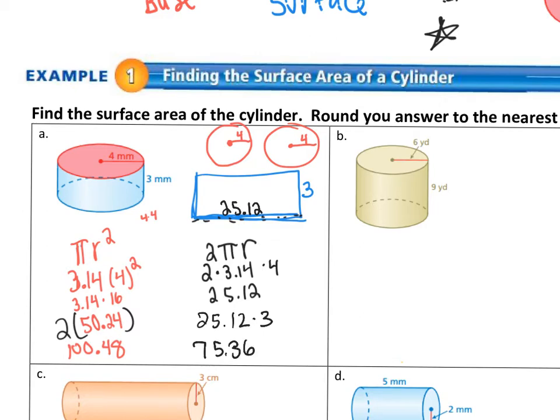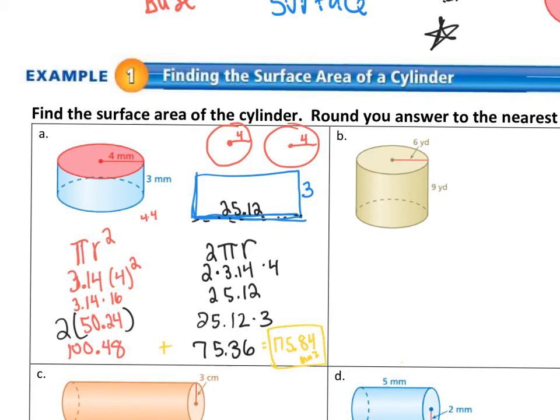75.36. Now that I have all of my areas, I can just add them together. So add my 100.48 plus my 75.36 to get a final surface area of 175.84 millimeters squared.